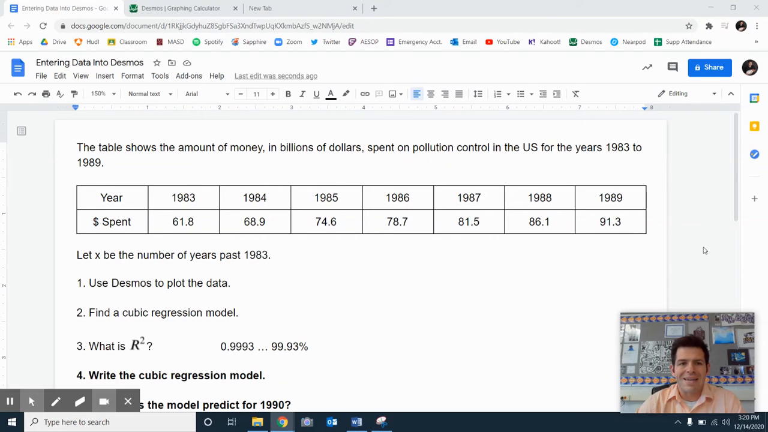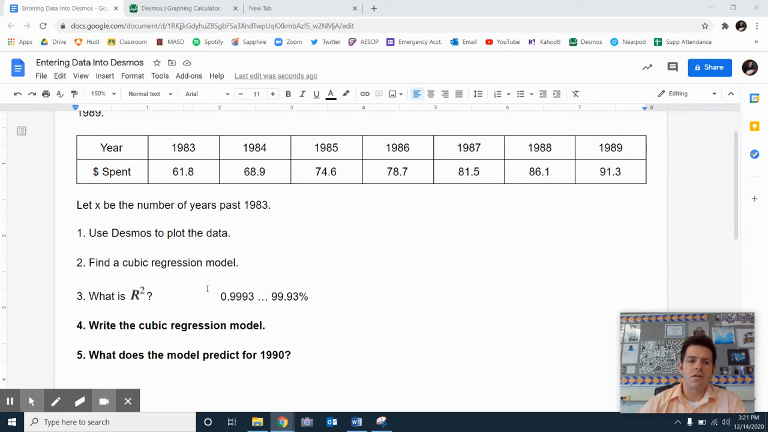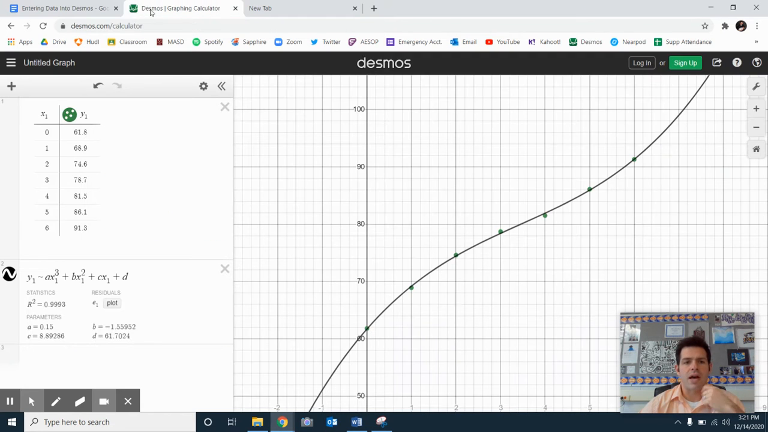All right, Mr. Berry here again with the same problem we've been dealing with for a little bit, talking about this table that shows an amount of money, billions of dollars, spent on pollution control here in the mid to late 80s. What we've done in this problem so far is we've graphed the data with Desmos. We found a cubic regression model, and how we did this was we typed this into Desmos directly underneath there.